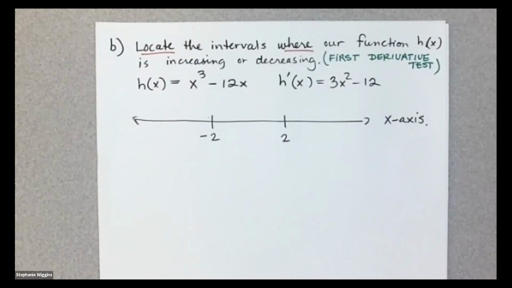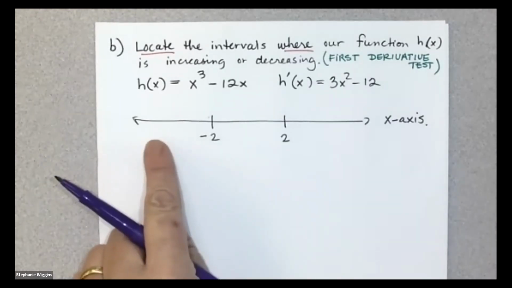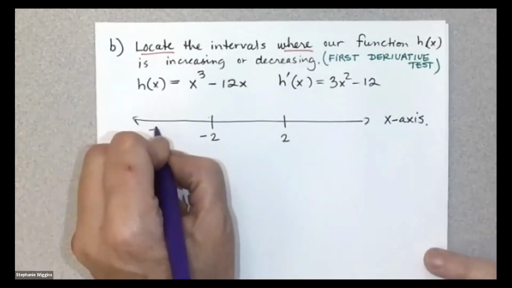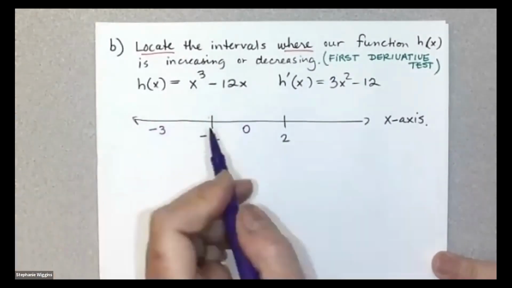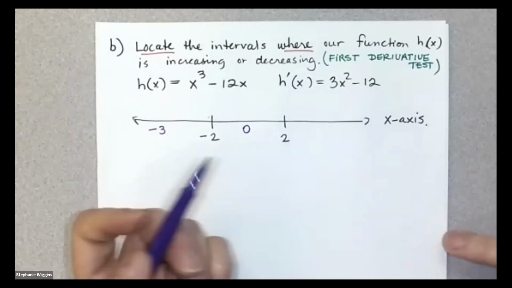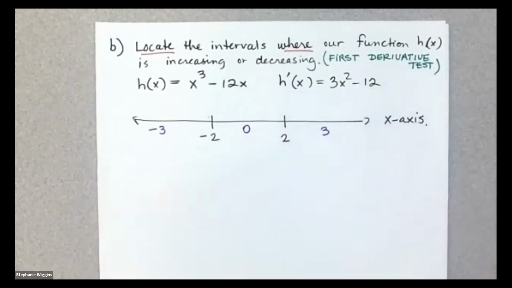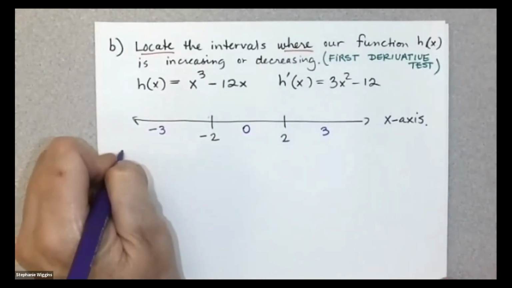If I can find the sign of the first derivative from one point, I know the sign for all the points in that interval. So it doesn't matter what point I pick because I'm just looking at the sign, either positive or negative. So here I'm going to pick -3. I always like to pick 0 because it's easy to calculate. So that's between -2 and 2. And over here, I'll pick 3. These are my test points. Because I'm doing the first derivative test, I'm going to use the first derivative.